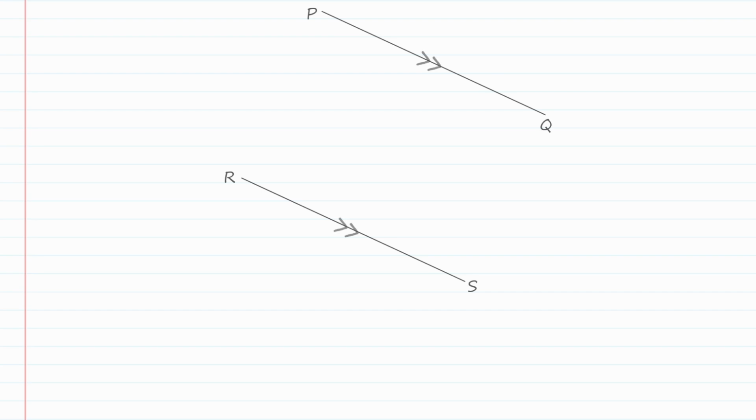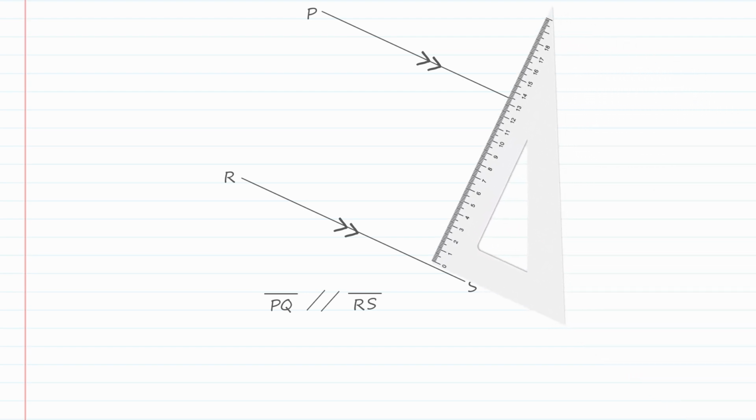Now I'm going to place 2 arrow markings on the line segments to show that they are parallel to each other. But the reason I'm using 2 now is because I want to distinguish them from the set of parallel lines we drew previously. Beneath the diagram, I will then write line segment PQ is parallel to line segment RS.